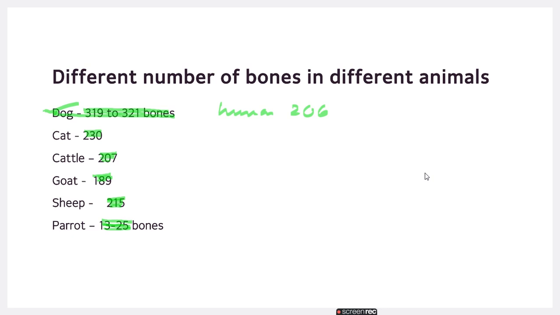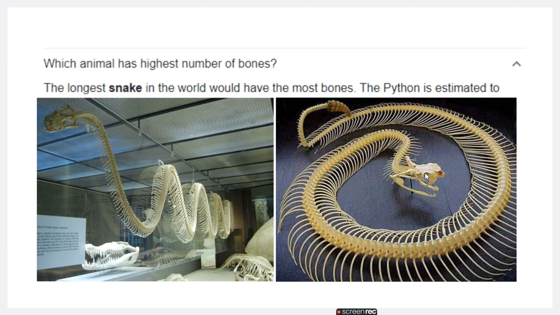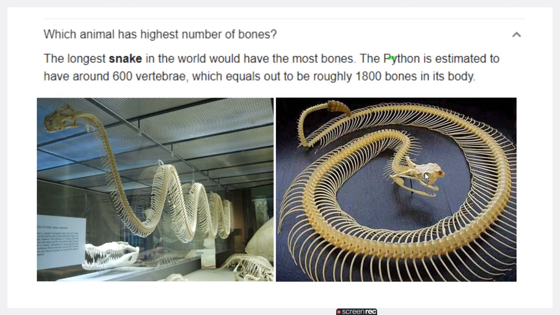So you might be thinking, which animal has the largest number of bones in the body? We have the snake, the python, right? Its body has around 600 vertebrae. You can see over here how large it is. Along with the 600 vertebrae, there are other bones, roughly 1800 bones in total. So this snake is considered the animal having the largest number of bones.